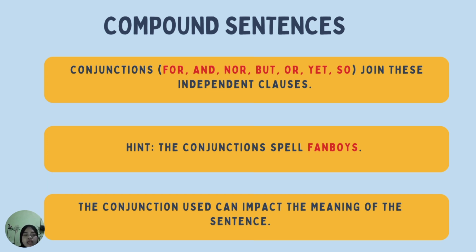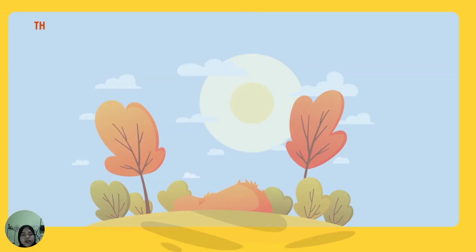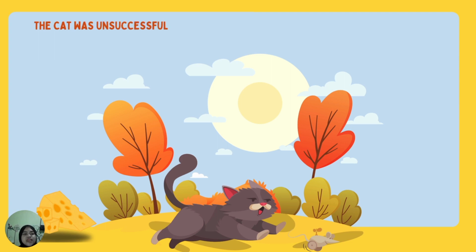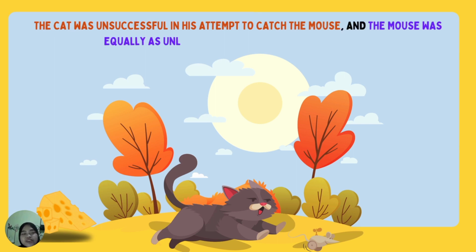Okay, let's take a look at the examples of compound sentences. The first example. The cat was unsuccessful in his attempt to catch the mouse, and the mouse was equally as unlucky as his attempt to get the cheese. In this example, it uses the conjunction and, because the first clause and the second clause have the same standing, the equal standing.